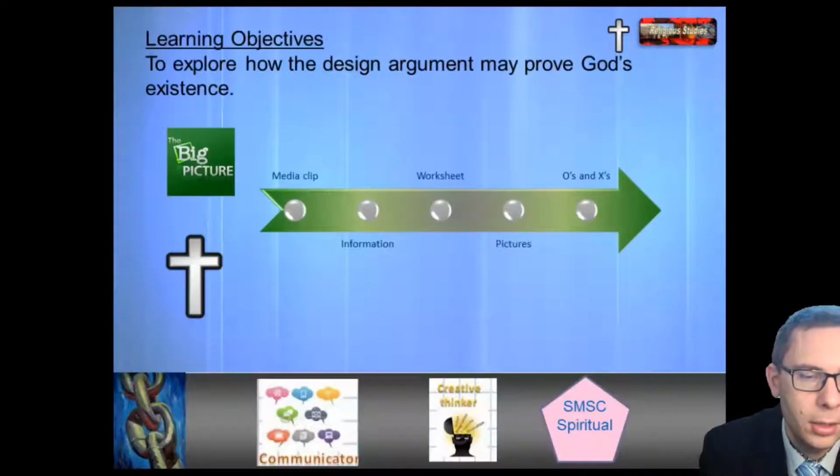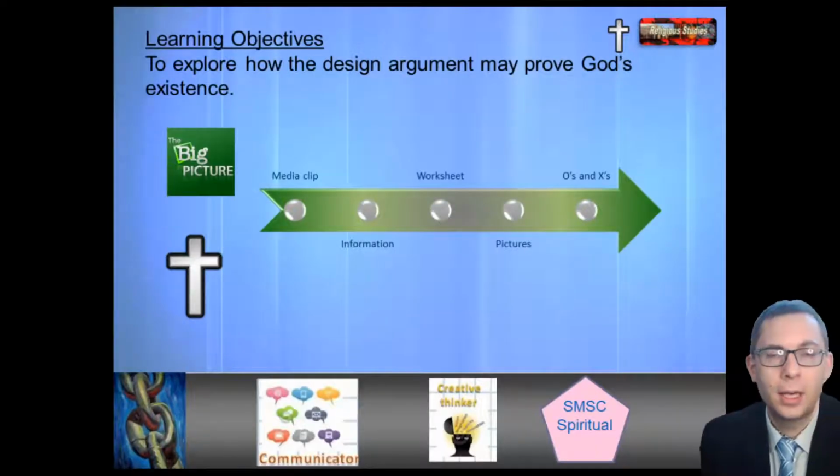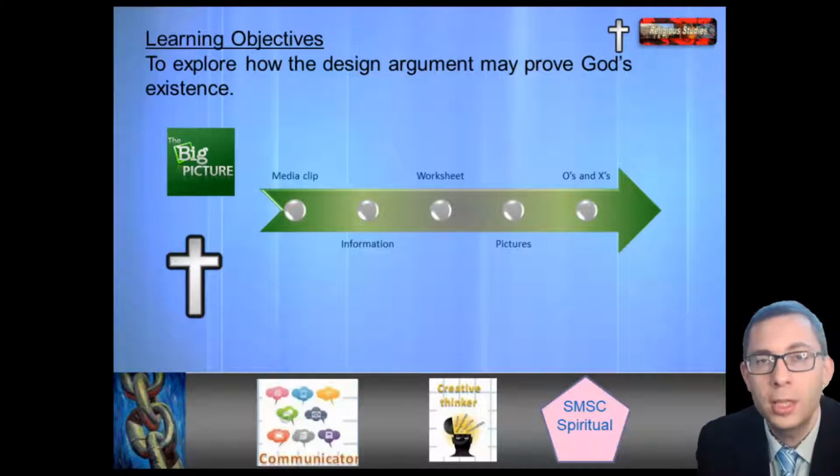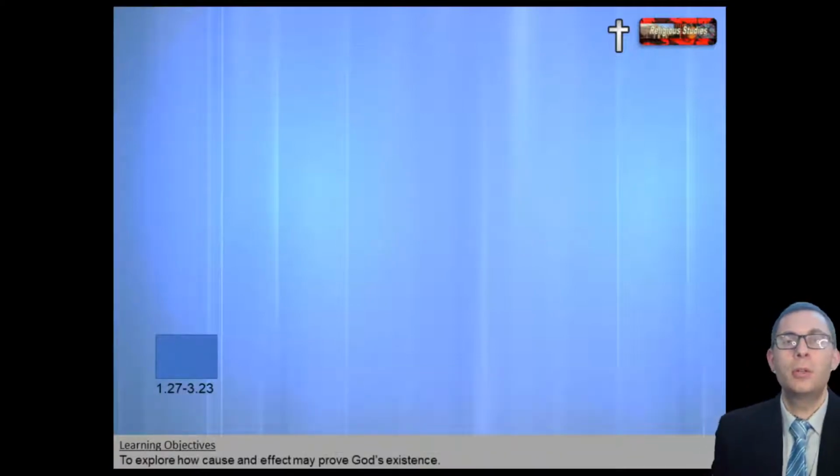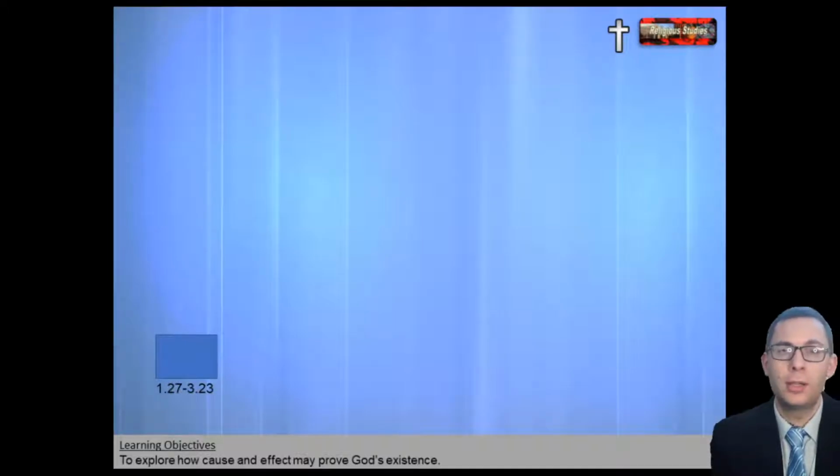What we are going to do during today's lesson is we've got a media clip I'm going to show you. There's some information, a worksheet, some pictures, and then noughts and crosses to end with. So what I'm going to do is show you a little extract from something that I use with my A-level classes. I think it's brilliant. This is by a bloke called Hank from Crash Course Philosophy. It's a really good way of showing you what the design argument is about. So I'd like you just to watch this for a moment, please.